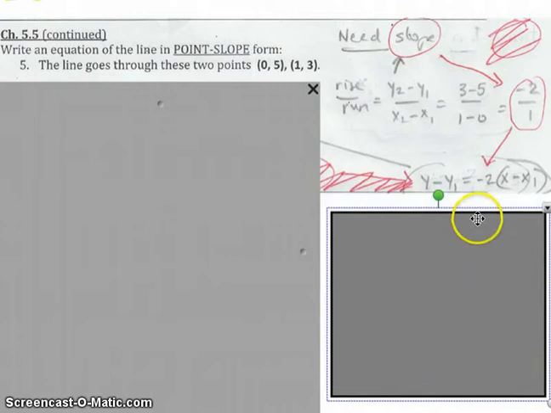And I just plug that in to the point slope formula. Remember, the point slope formula says y minus y1 equals slope times x minus x1. And there's that slope right there.